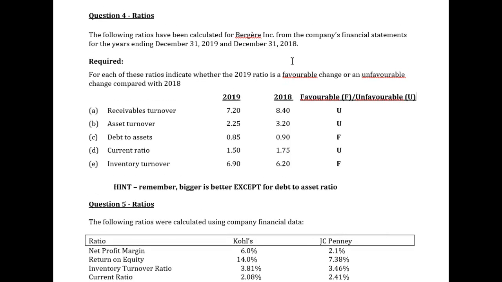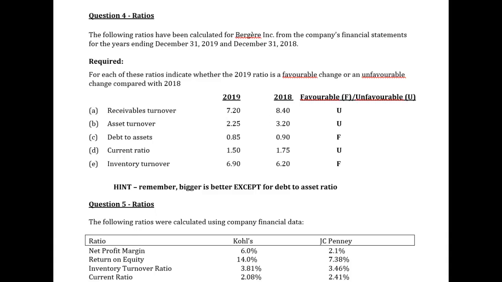Here's a question on ratios. This information has been taken from the statements of Berger for the years ending 2019 and 2018. And we need you to tell us whether or not the change in the ratio is favorable or unfavorable to the company. So what you have to think about here is if the ratio is increasing or decreasing, is that better or worse? If it's better, it's favorable. If it's worse, then it's unfavorable, meaning that you have to know what the ratio means and how to calculate it in order to answer the question.